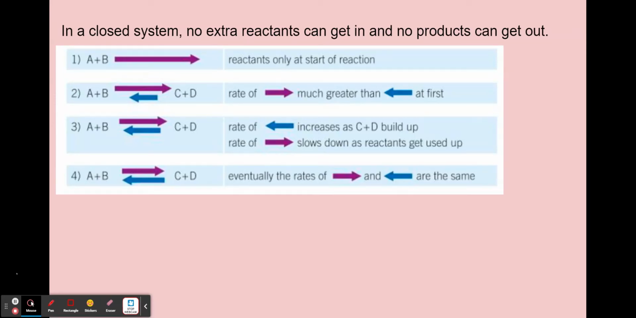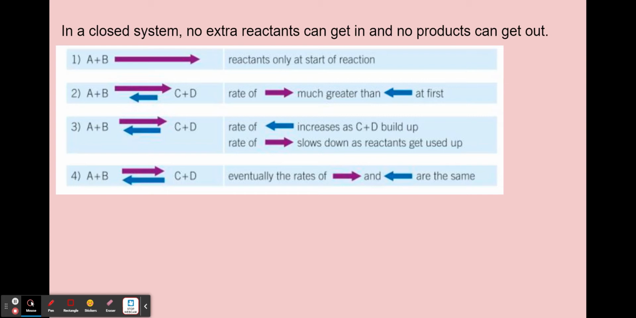Okay, let's go a bit further with these reversible reactions. When we talk about equilibrium, we mean the set of conditions that reach a point where there's no overall change in the amount of the left-hand side or the right-hand side of the reversible reaction.